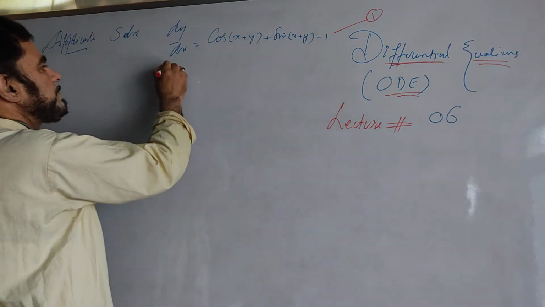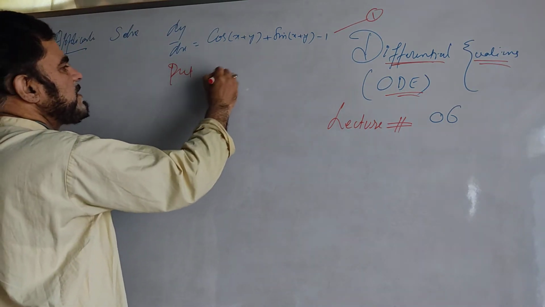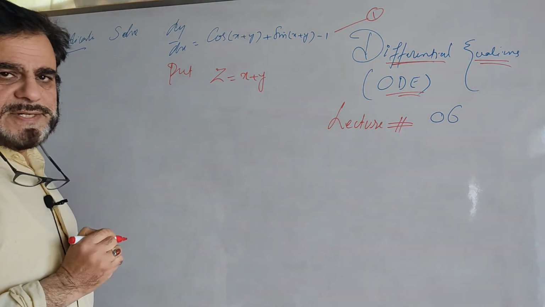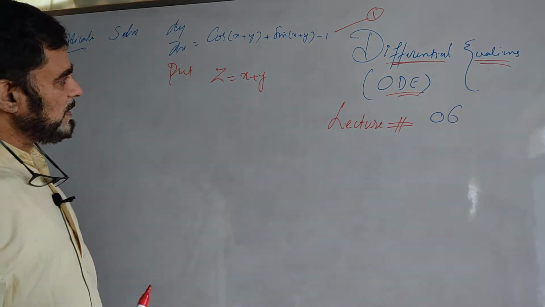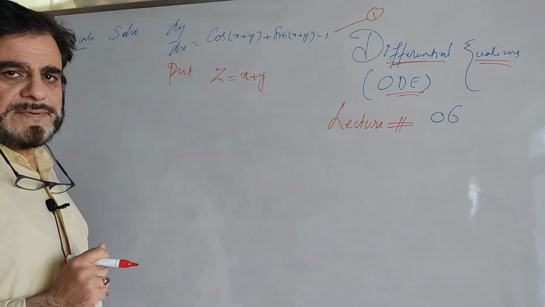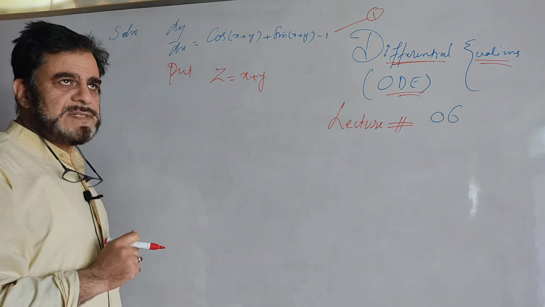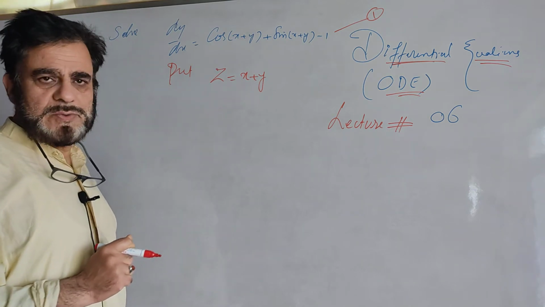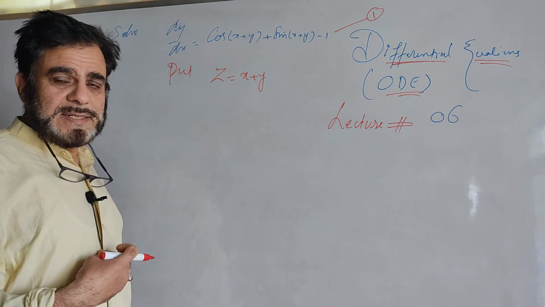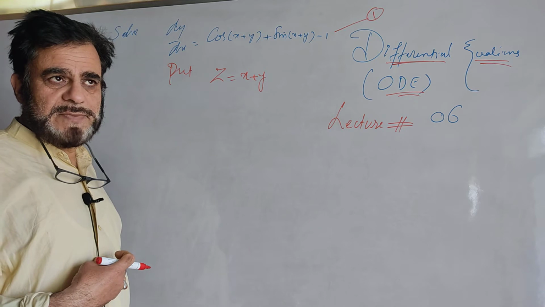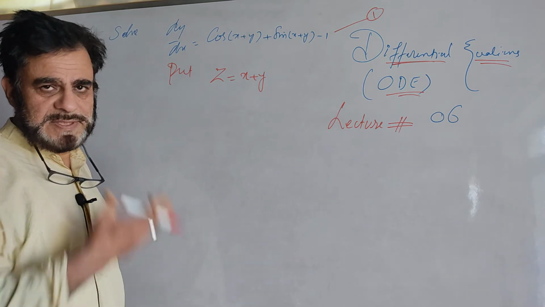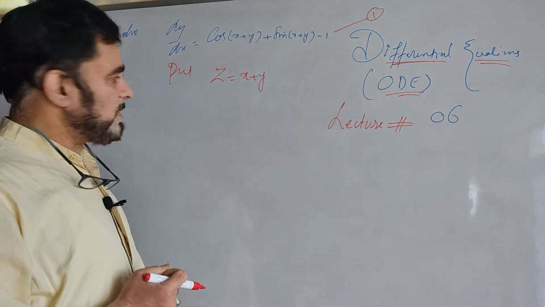Let me put z is equal to x plus y. I made the substitution z is equal to x plus y. Similarly, in the way that we did in lecture number 5, the differential equations which are not directly in a position to be written in variable separable form, under certain conditions we may make a substitution where the differential equation gets converted into variable separable form. This is one of the problems on that.